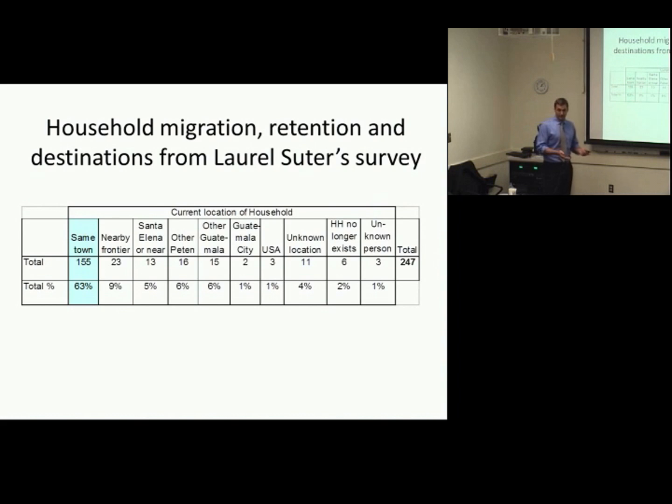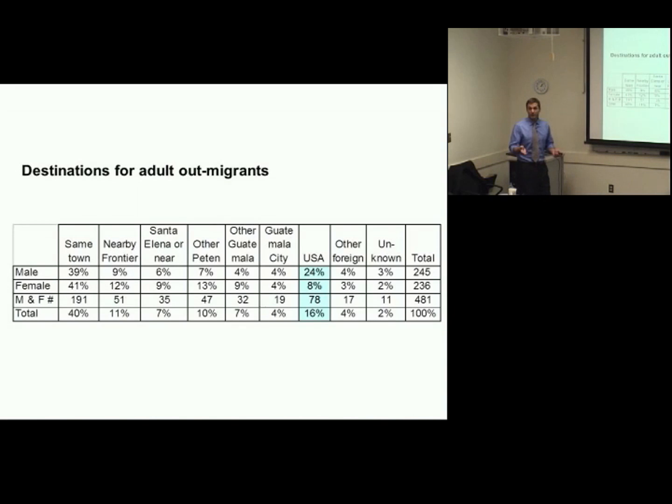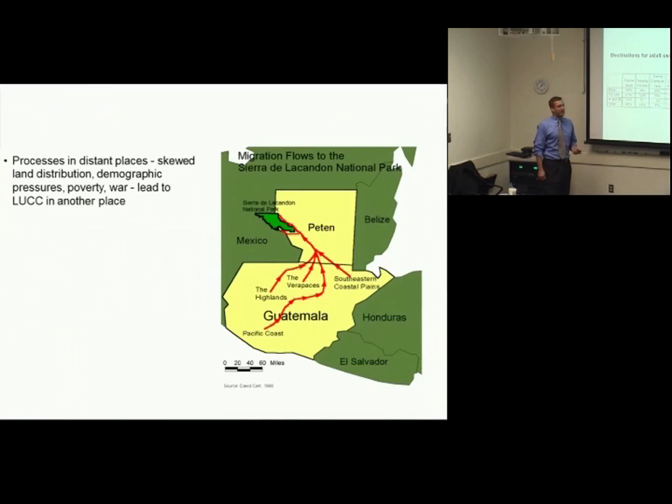Not surprising. Little to no education, and the skills are in frontier farming. And the household formation is at 15 to 20 years, as opposed to 30 to 35 years, say, in the United States. In terms of the migrants, adult out-migrants, again, many are going to nearby frontier, and incredibly, this was really surprising us, quite a few now are going to the U.S. and sending remittances back, and what could be the impact of this on land change.